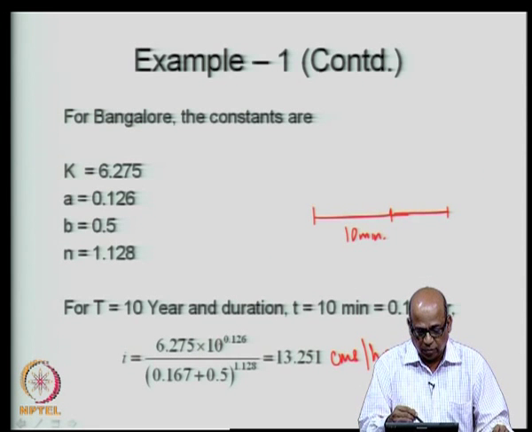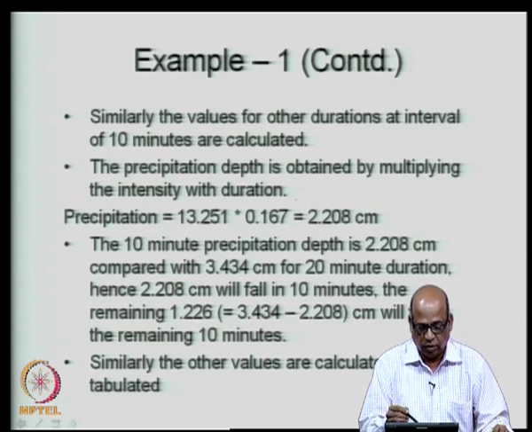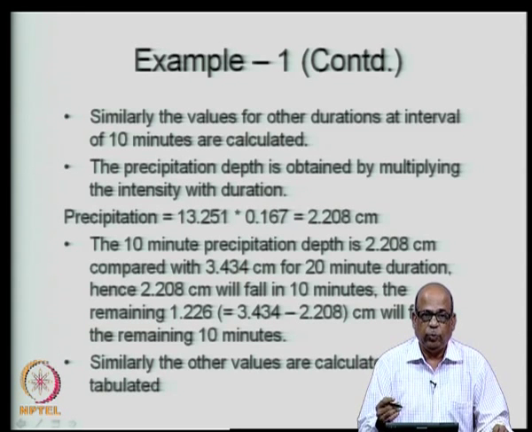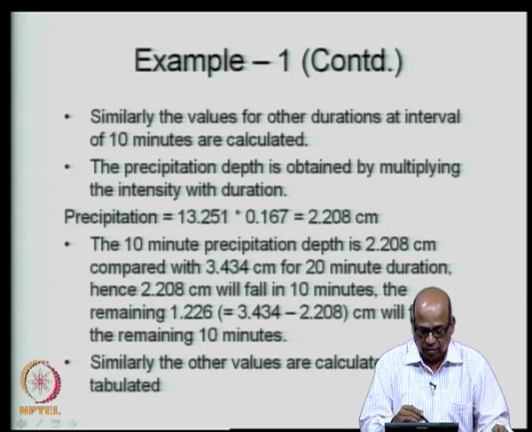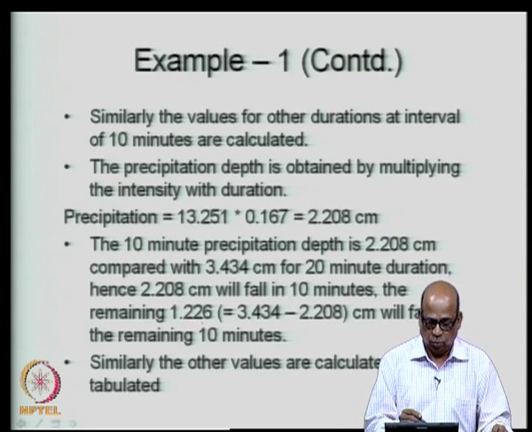When you use the intensity for 20 minutes and multiply it by the time duration, which is 20 minutes, you get a precipitation depth of 3.434, which means what? During the first 20 minutes the total rainfall is 3.434, but during the first 10 minutes 2.208 has already occurred, and therefore, in the remaining 10 minutes you will get a rainfall of 1.226 centimeters.